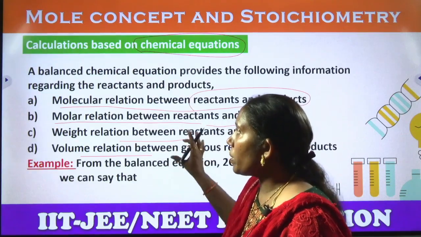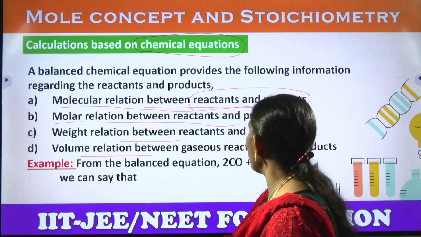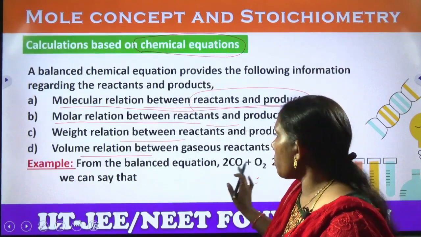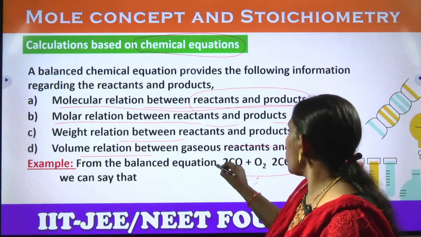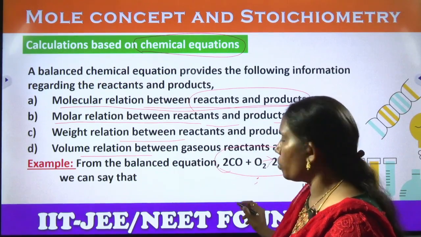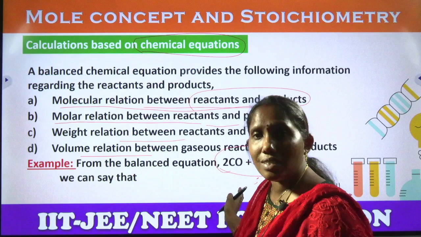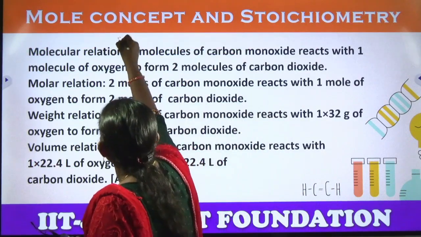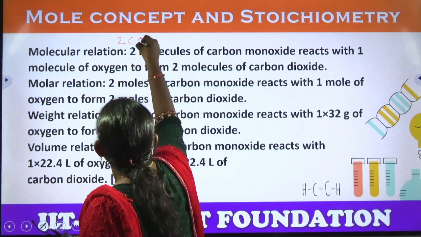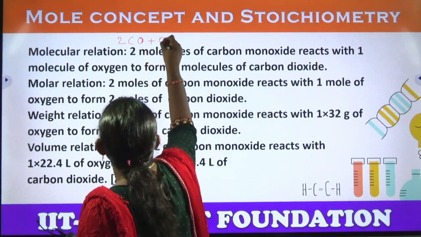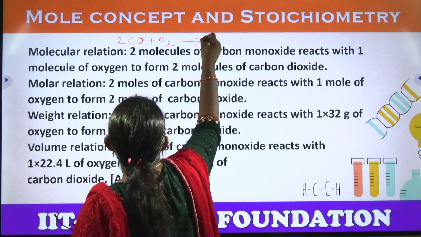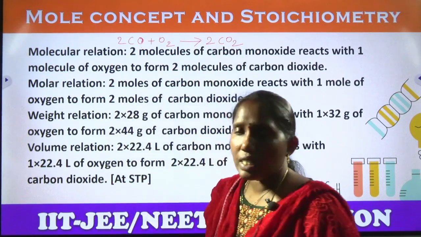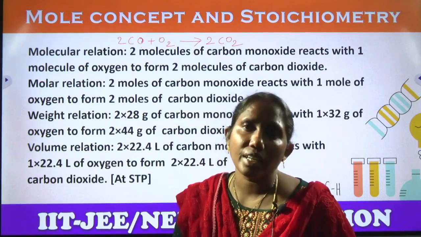So how to represent these relations between the reactants and products, and how to read one reaction? Suppose, see, 2CO plus O2 gives rise to 2CO2. How to represent this reaction? I will write here the reaction: 2CO plus O2 gives rise to 2CO2. This is our reaction. How to read that reaction?